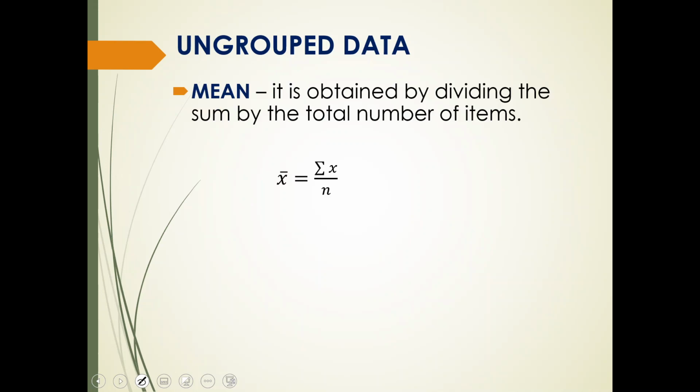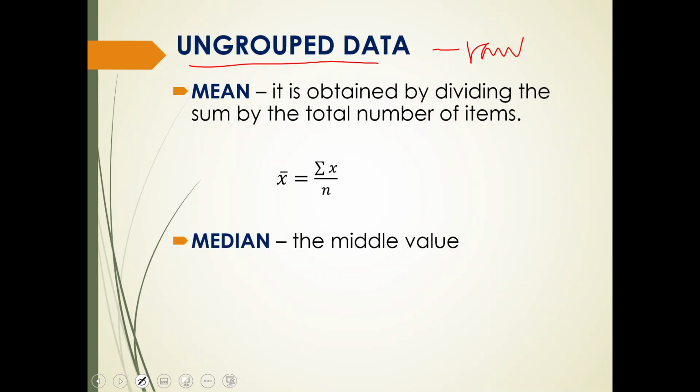Now, when we say ungrouped data, ungrouped data meaning these are your raw data. Okay, so ungrouped data are raw data, data obtained as it is. So there's no grouping whatsoever. Okay, so we gather our data as it is.